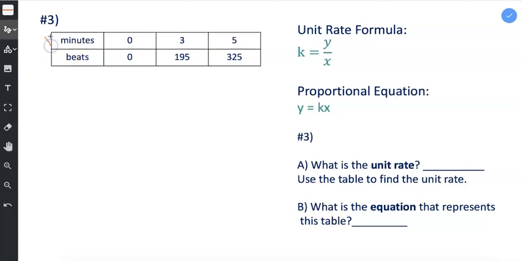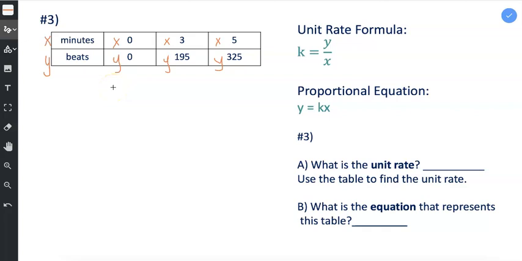Example 3, we're finding the unit rate in the equation for this table. We're going to start by labeling the x values and the y values. The y values, remember, are all the values in that bottom row, and the x values are all the values in the top row. That's how it works with a horizontal table.